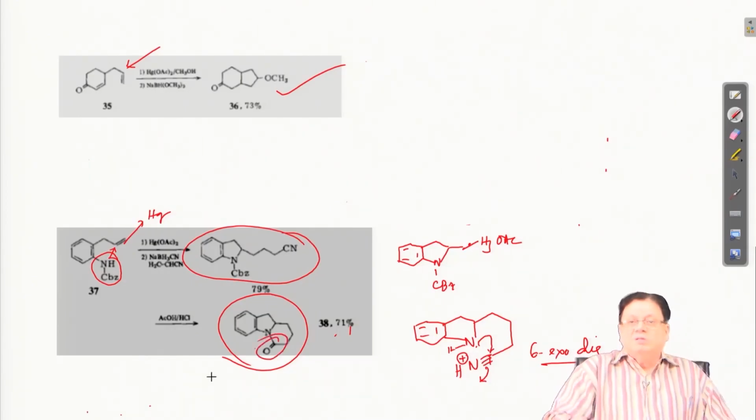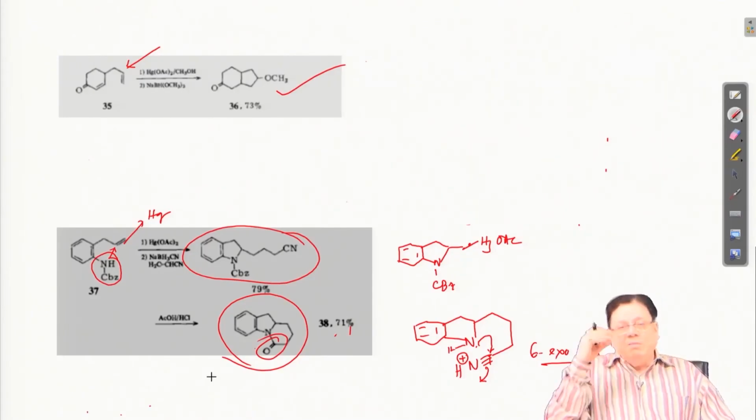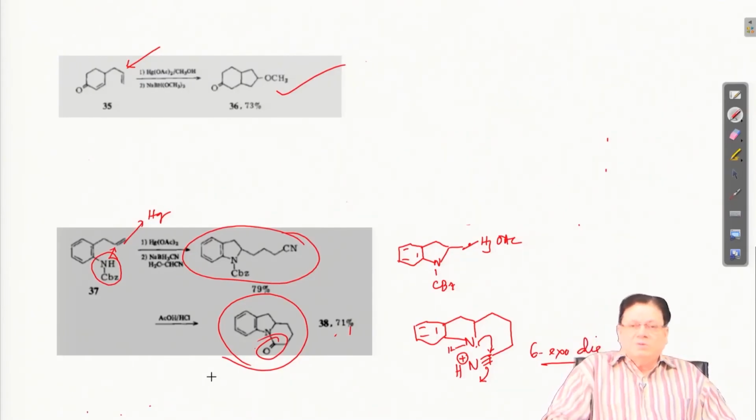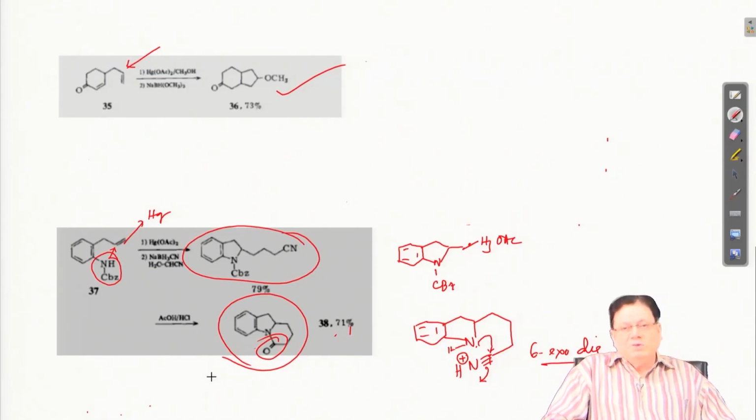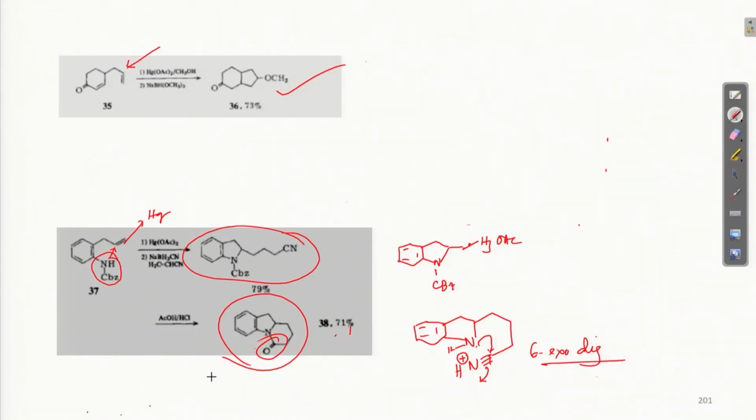So, it is not a hydrolysis of the cyanide, because you should remember that direct hydrolysis of cyanide to carboxylic acid requires much stronger conditions. Okay. Here it is an internal attack onto the cyanide. Okay.